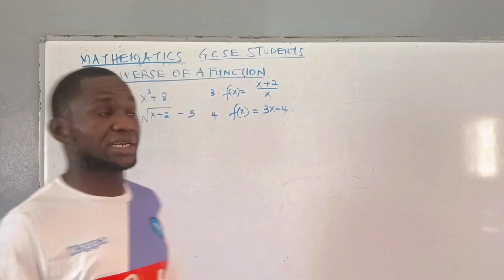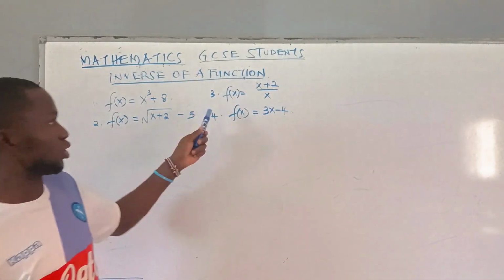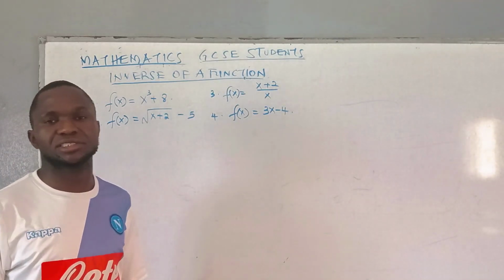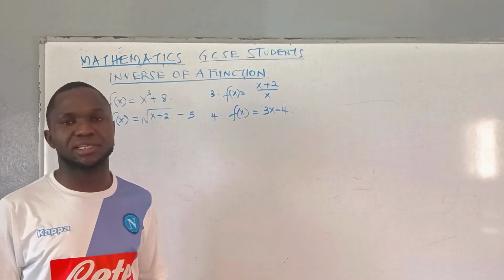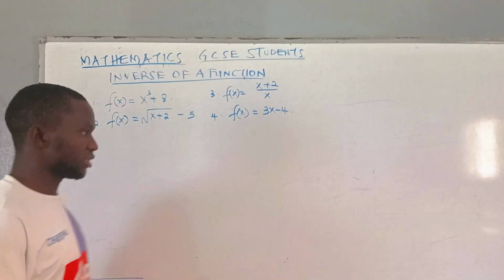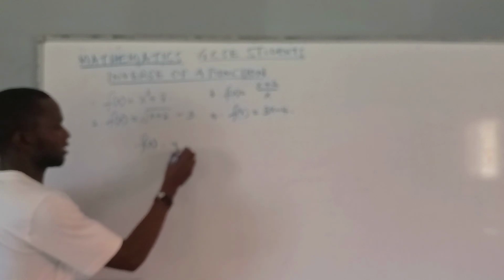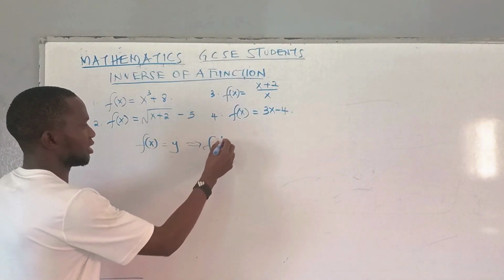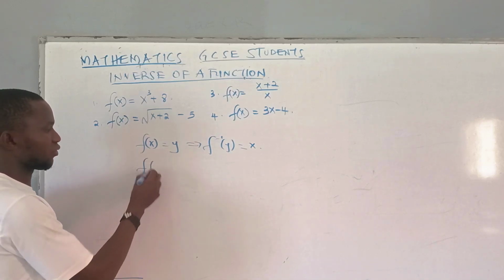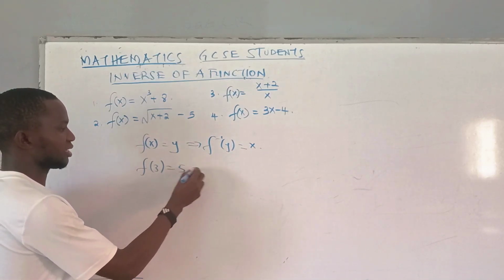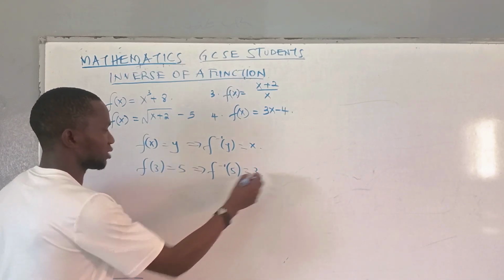Today I want us to look at the inverse of a function. Now, first of all, we need to understand what a function is. A function is a set of rules for turning one number into another. For example, if f of x is equal to y, then f inverse of y will be equal to x. If you are given f of 3 is equal to 5, then f inverse of 5 will be equal to 3.